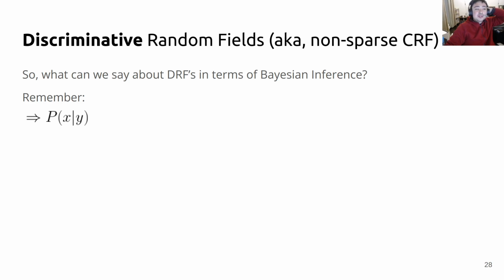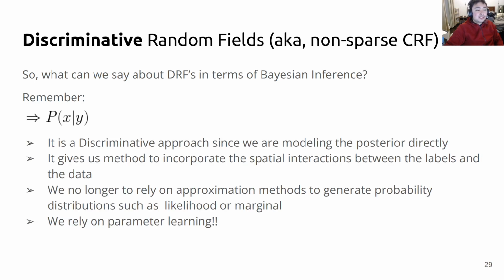Remember that we're saying that it's now P of x given y. Well, what is that? That's pretty much just a posterior distribution. So we can describe this as a discriminative approach since we're modeling the posterior directly. It gives us a method to incorporate spatial interactions between labels and the data. We're no longer relying on approximation methods to generate probability distributions such as the likelihood and marginal. So we're directly describing the posterior, and that makes the parameter learning much easier because you're doing all the training by itself.